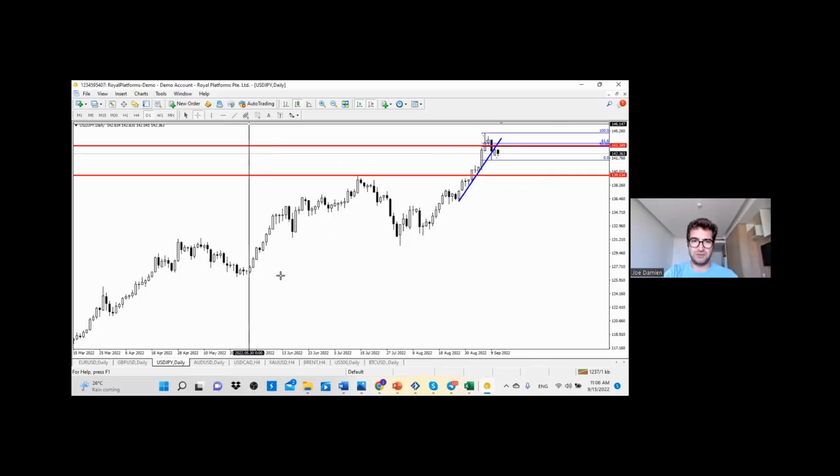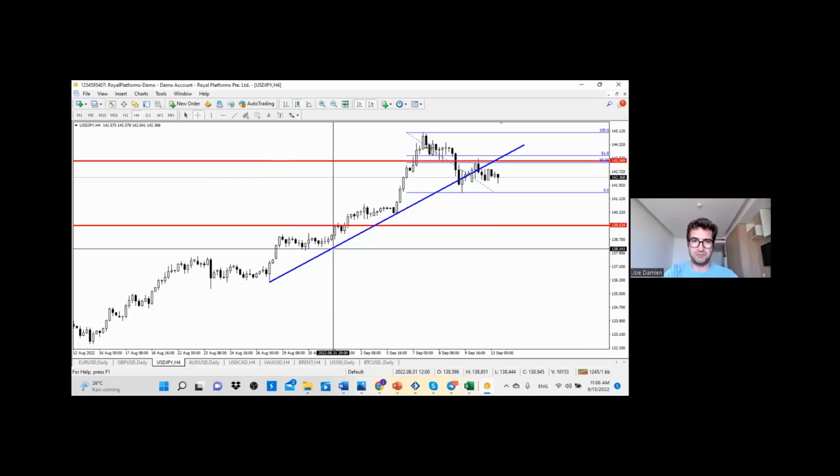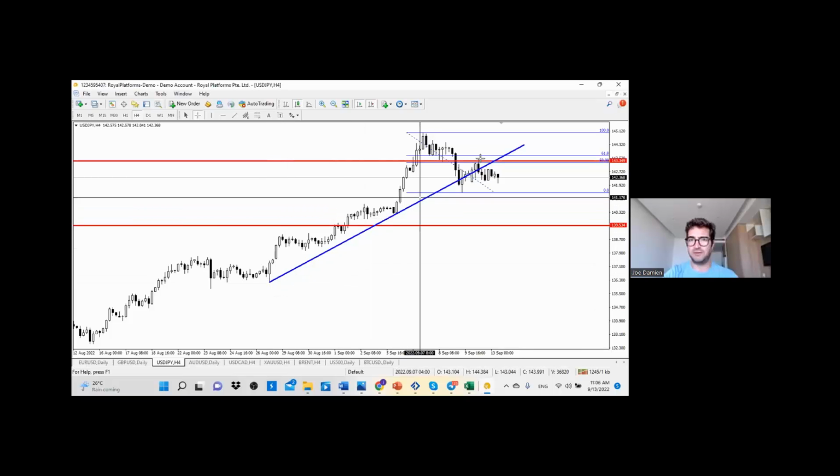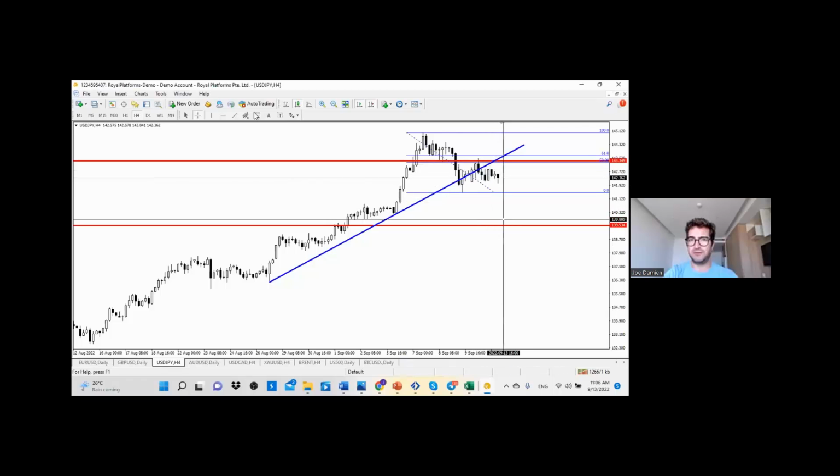Why? Because we have a breakout of the bullish trend line. This is the bullish trend line. You can see we have a breakout here. We have a retracement to the 50 Fibonacci retracement level. So impulse, correction, and then a new impulse all the way down until the 1.3952.